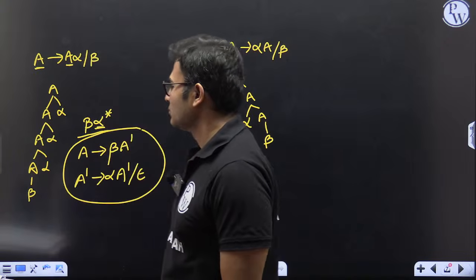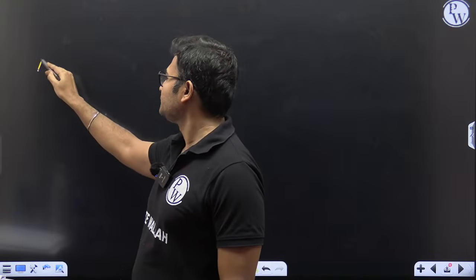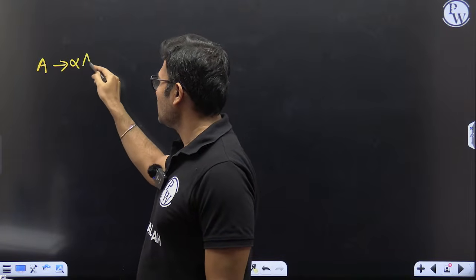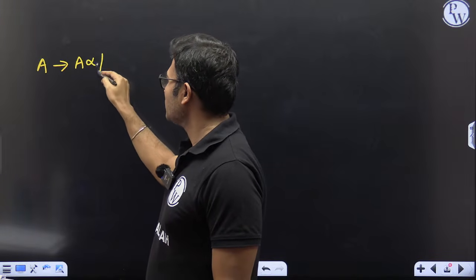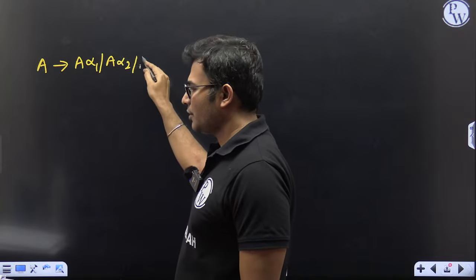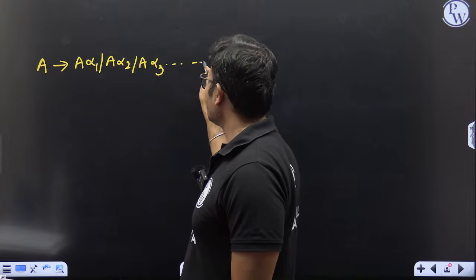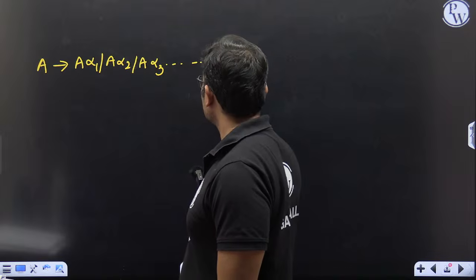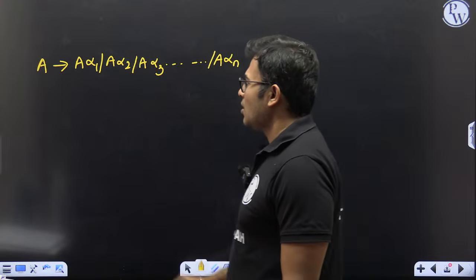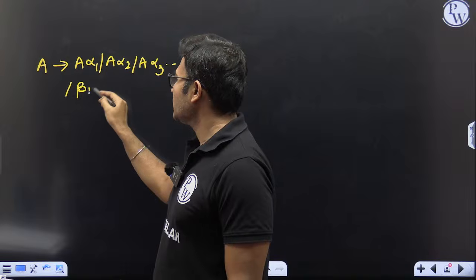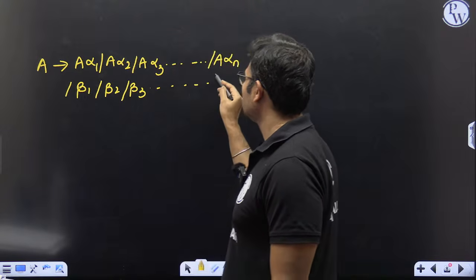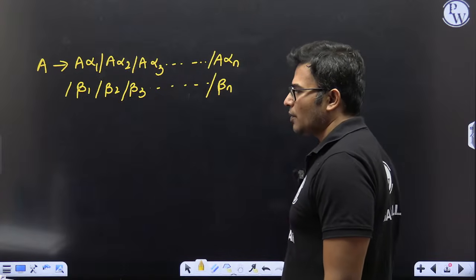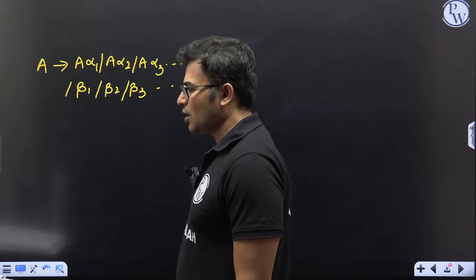Okay. So when you have A derives A alpha 1 or A alpha 2 or A alpha 3, so on, A alpha n, or beta 1, beta 2, beta 3, so on, beta n.